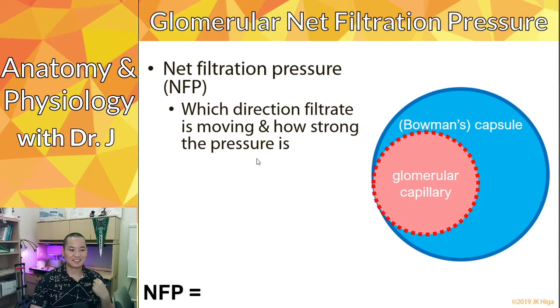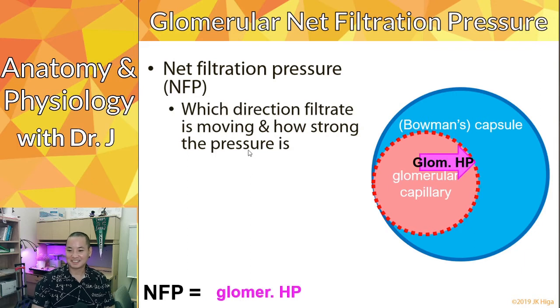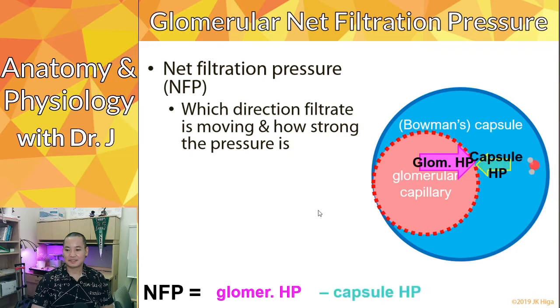And this is why I have the shirt on. We have math today. So glomerular hydrostatic pressure minus capsule hydrostatic pressure minus blood colloid osmotic pressure. So it is similar to the net filtration pressure we had earlier, but now we have this capsular hydrostatic pressure.